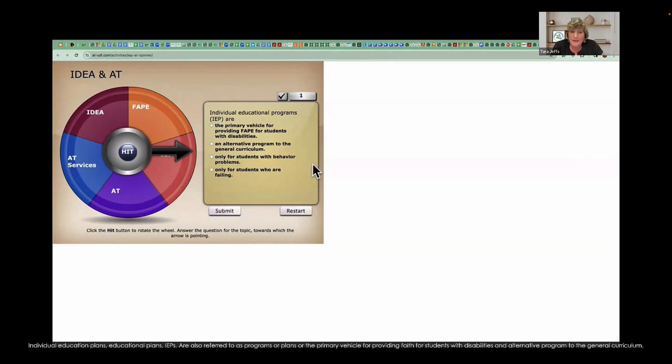Individual educational plans, IEPs, also referred to as programs or plans, are the primary vehicle for providing FAPE for students with disabilities, an alternative program to the general curriculum, only for students with behavioral problems, only for students who are falling behind. What do you think is the best answer for our individual educational programs, also known as the IEP?